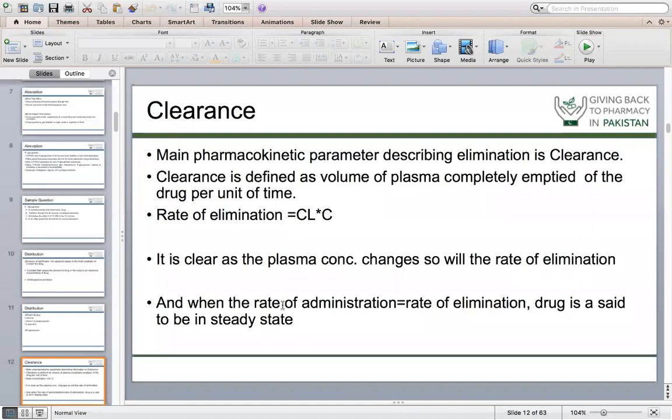And when the rate of administration is equal to the rate of elimination, we say the drug is in steady state. For example, on single dosing, if we give a single dose of a drug, after some time eventually all the drug will be eliminated from the body. But in multiple dosing regimens, which we commonly encounter in our practice, when rate of administration and rate of elimination are in equilibrium, we say that the drug is in its steady state, right? Which is our goal, so that the drug will continue doing its action on the target organ.